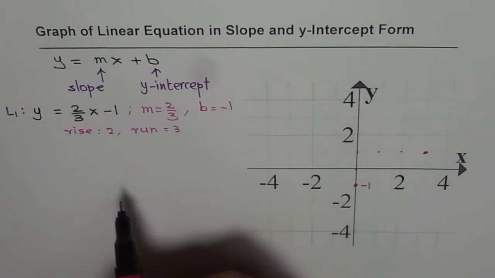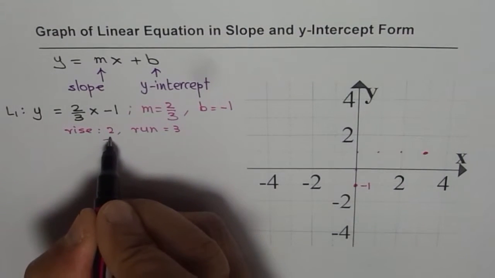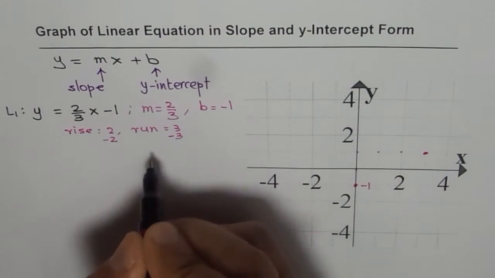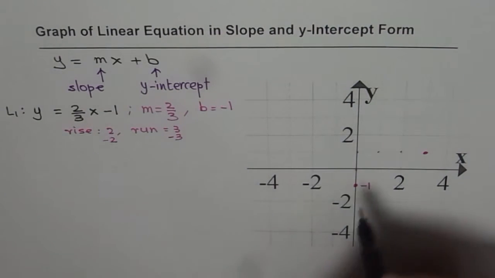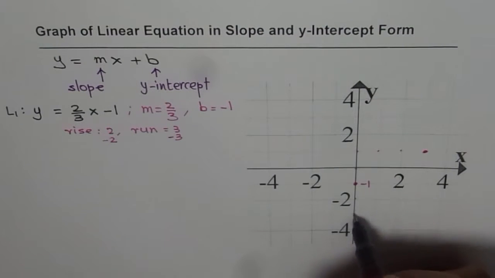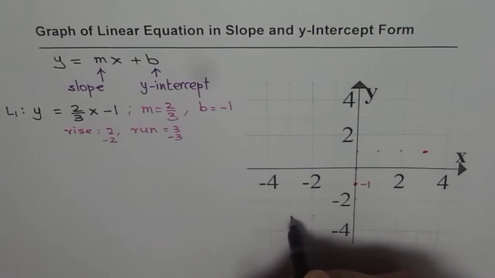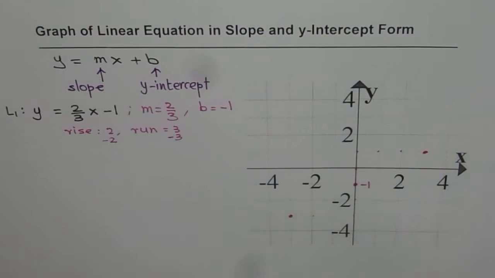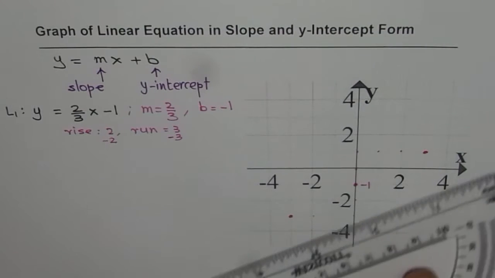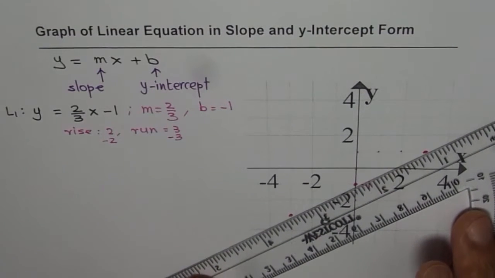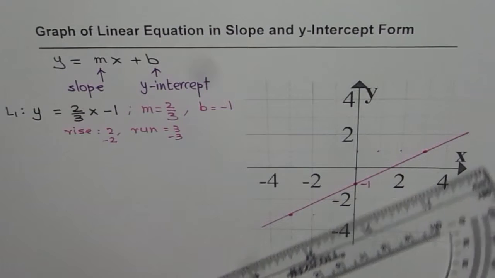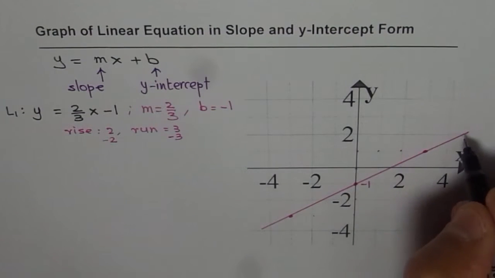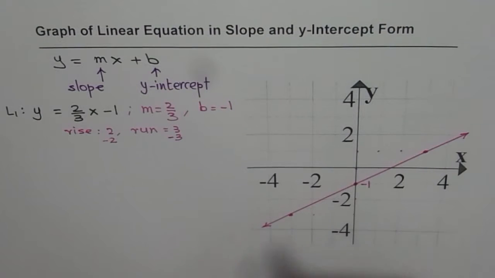Well, 2 over 3 you can also look at as rise of negative 2 and run of negative 3. Negative cancels out. You again get 2 over 3, right? In that case, it is 2 down, 1, 2. That is negative 2 rise. And run of negative 3 means left, 1, 2, 3. So you get another point, right? So you get 3 points, which you can always join with a straight line representing the linear equation, correct? So that is how you sketch it given the equation of a line in slope and intercept form, right?